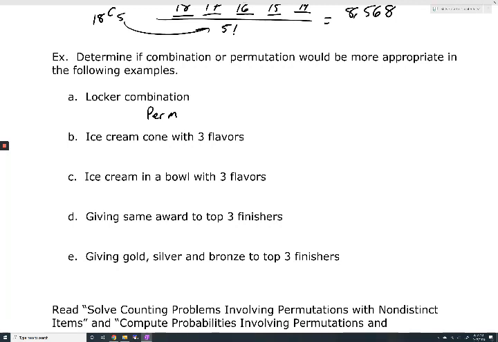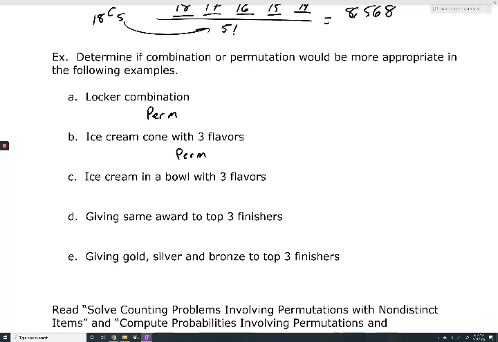The next 2 are kind of tricky. An ice cream cone with 3 flavors is a permutation because you have to eat them top down. If the top flavor is chocolate and the bottom flavor is strawberry, you can't eat the strawberry flavor first because the chocolate's on top of it. So you have to go for the top scoop and then the middle scoop and then the bottom scoop. You can't eat that bottom scoop first or the rest of the cone falls over.